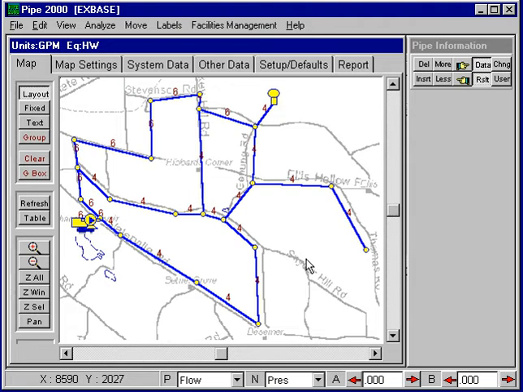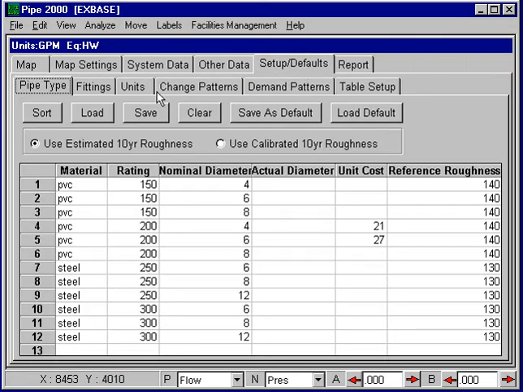Now if we want to find out the total amount of each type of pipe and the cost of the pipe, what we need to do is, in the pipe type data, we would put in some unit costs. And in this particular problem we have some 4-inch 200 psi pipe and some 6-inch 200 psi pipe with a cost of $21 for the 4-inch and $27 for the 6-inch pipe.